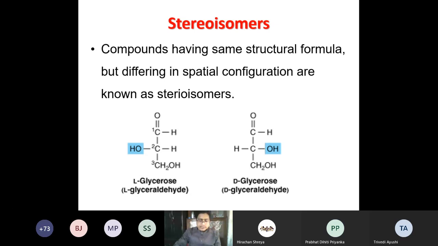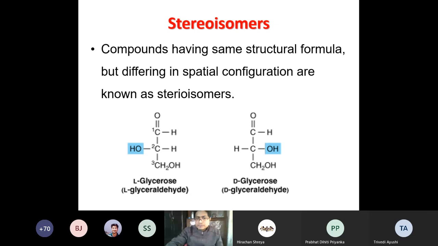We can use the simple formula 2 to the power n. How many chiral centers are here? One chiral center. 2 to the power 1 means 2 into 1. That means two isomers we can find. And you can also see here, both are glyceraldehyde. Here L-glyceraldehyde is written. This L and D are written with respect to the last chiral carbon. But here the last and the first is the same chiral carbon.